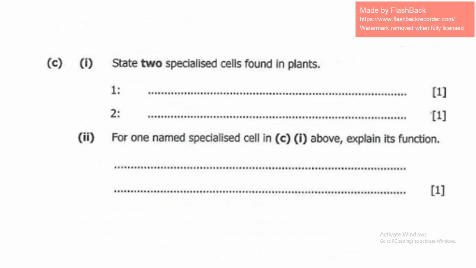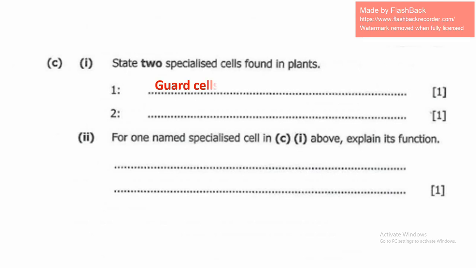Okay, then question C. Question C is saying, state two specialized cells in plants. In my preamble, I said those two cells were animal cells, the ciliated and the phagocyte, because they're found in humans or animals specifically. In biology they're considered specialized animal cells. But here now the question is saying to state two specialized cells in plants.